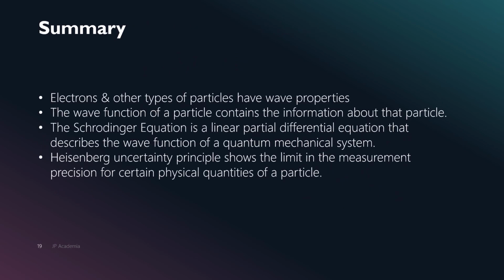For the summary, electrons and other types of particles have wave properties. The wave function of a particle contains the information about that particle. The Schrodinger equation is a linear partial differential equation that describes the wave functions of a quantum mechanical system. Last, the Heisenberg uncertainty principle shows the limit in the measurement precision for certain physical quantities of a particle.